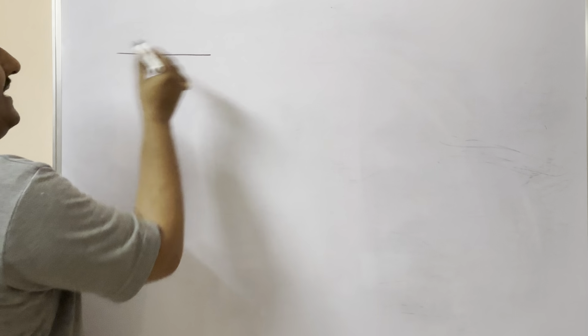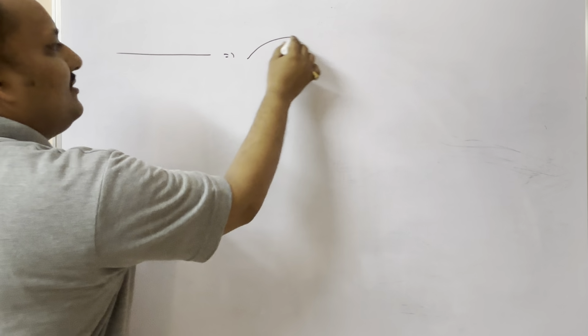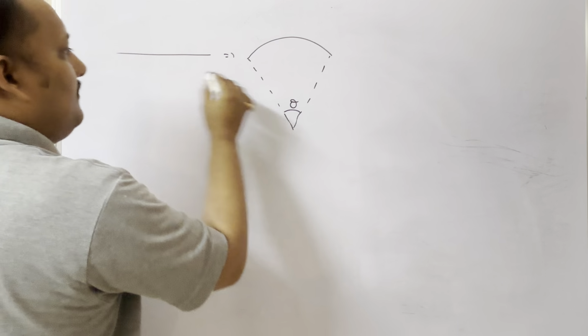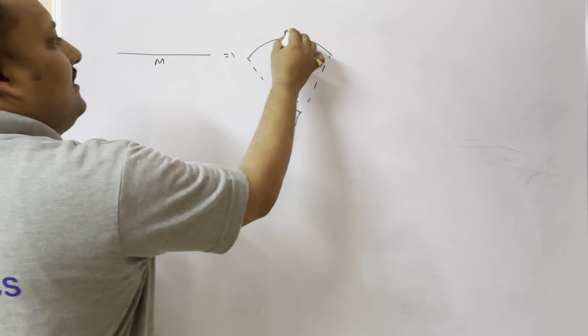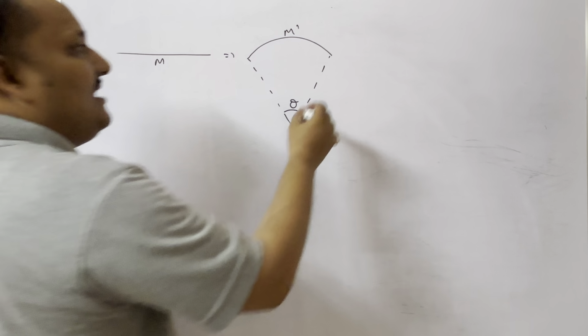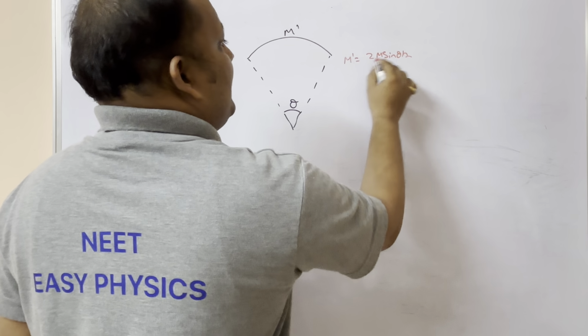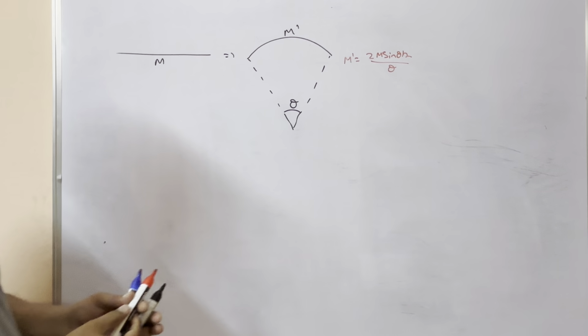Now this linear magnet is bent into the arc shape. So this is m, this is m dash. What is m dash we got? m dash equals 2m sine theta by 2, divided by theta.